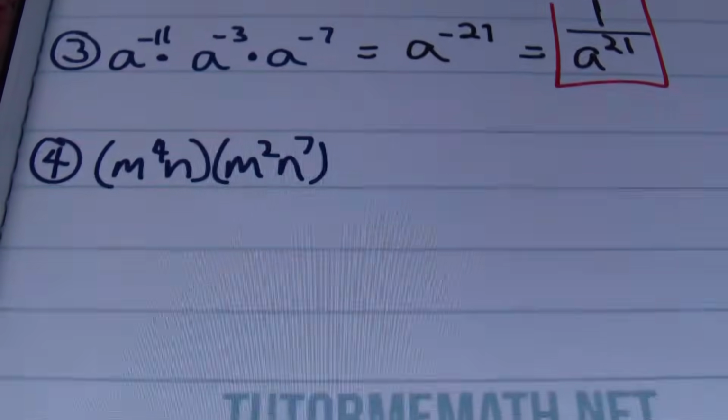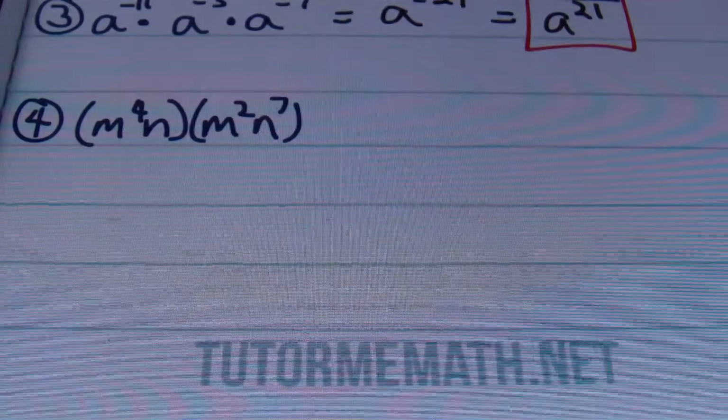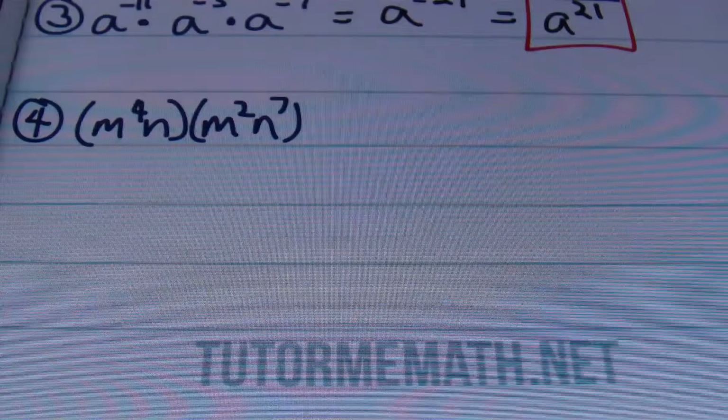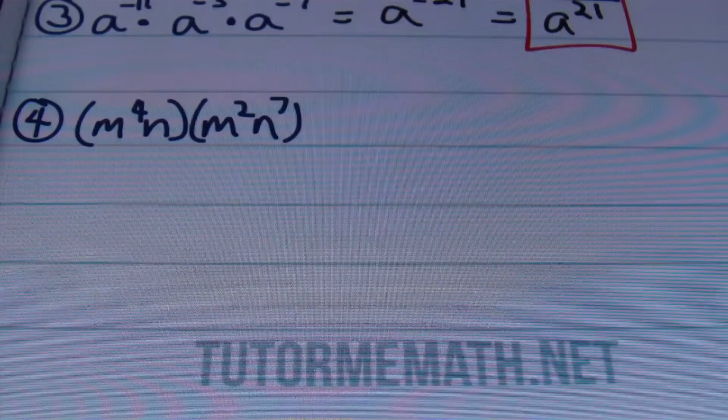All right, so problem number 4. Here we have it. Problem number 4. I have the quantity of m to the 4th power n times the quantity of m squared n to the 7th power.